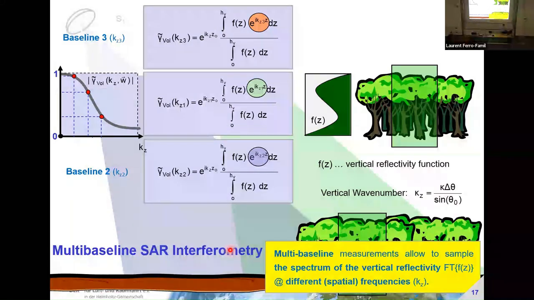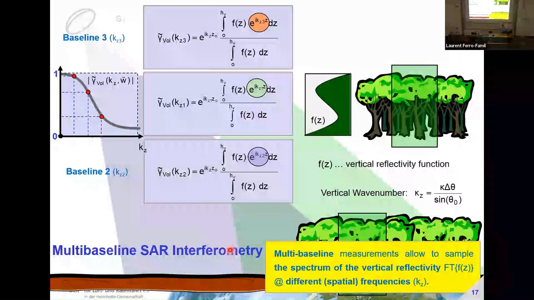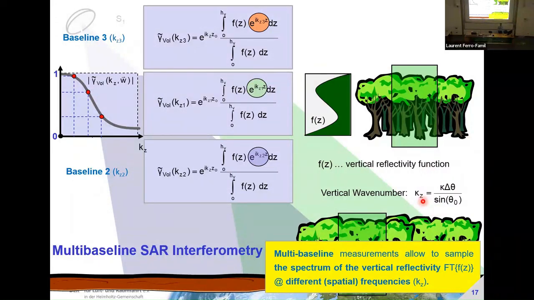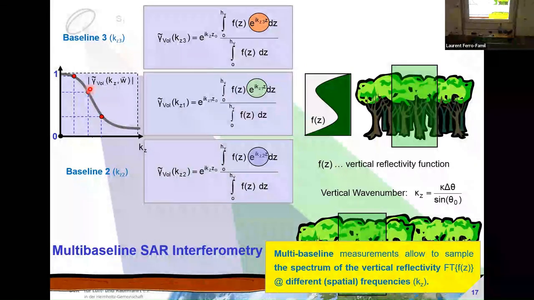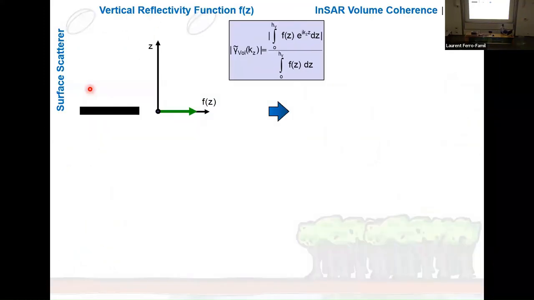For those of you who know a bit more about Fourier analysis, you also realize that these vertical wave numbers are spatial frequencies in the end. So you have a spatial domain, which is the height domain, and then you have a spatial frequency domain, which are the wave numbers. This is just additional information. But what is important to remember is that by changing the baseline, you change the point that you get of this coherence behavior, and you change your ability to reconstruct the vertical reflectivity function. Let's make some examples.